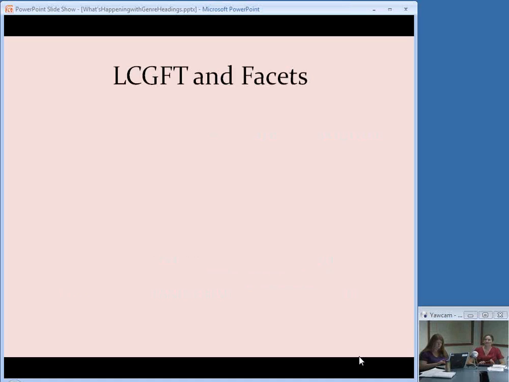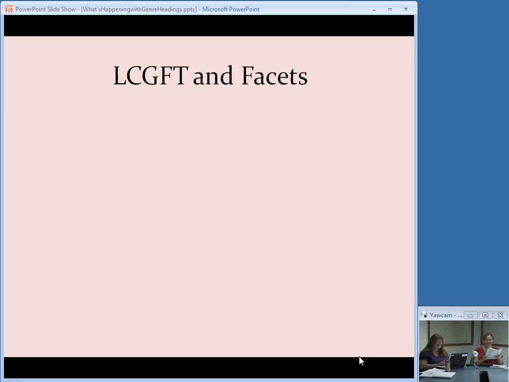Now to change gears a little bit, I did want to point out something interesting about the Library of Congress genre form terms, and that is that they're conceived as a faceted system of headings, which is a little bit different than how the subject headings are handled, so I wanted to take a minute and talk about that. As I mentioned, I always like to start with an official definition when I'm introducing a new topic, like facets. Especially if you don't have a clue.